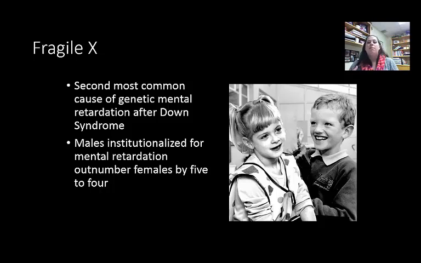Now, I wanted to go over those slides because those were at the end of the last PowerPoint and we just didn't get to them. Fragile X is not really on your exam, but I wanted you to know what it is. But sickle cell is on your exam, so take a look at that.